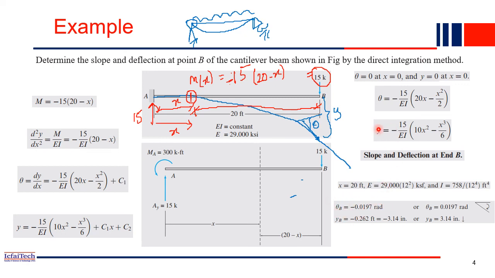Similarly, just substitute at x equal to 20, what is the y? So y you will get it. This is the value. So minus 3.14 inch. So after application of 15K, you will get deflection at this point is 3.14 inches.